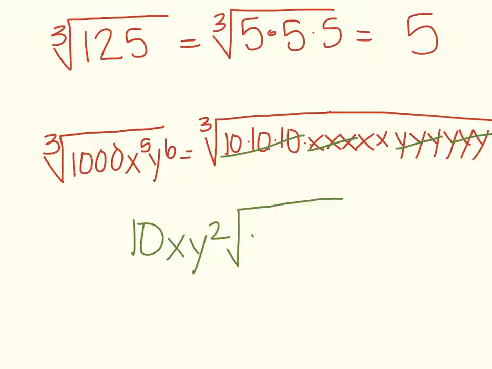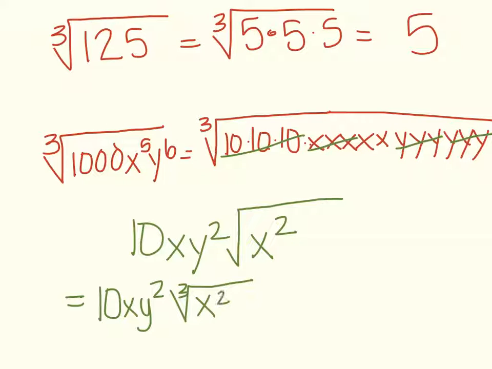What's left underneath the radical? X squared. So my real answer is going to be 10x y squared times the cubed root of x squared. And that's it. Good luck.